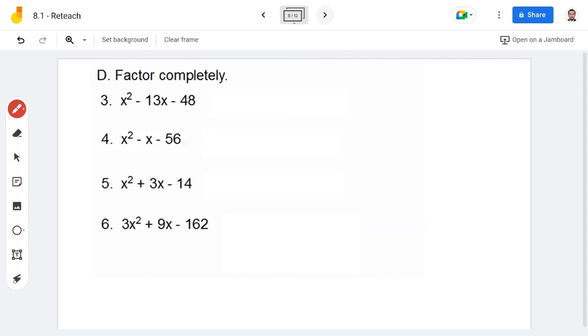Okay, now let's factor these questions. What are the factors for negative 48? Okay, negative 48.